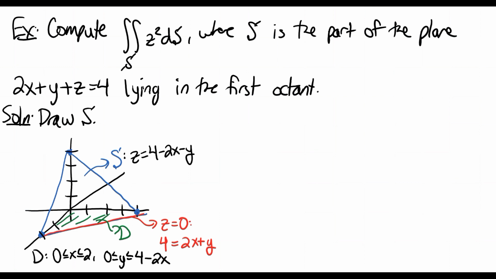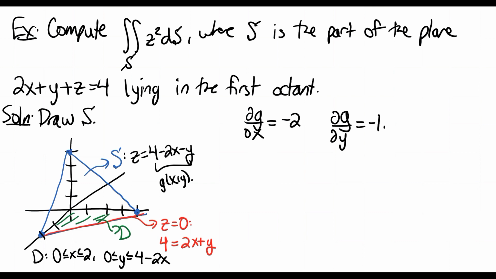The surface S can be described as z equals 4 minus 2x minus y, so this is our function g of xy. We can then compute the partials of g. The partial with respect to x is negative 2, and the partial with respect to y is negative 1.